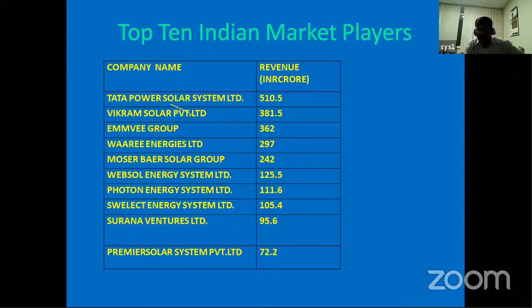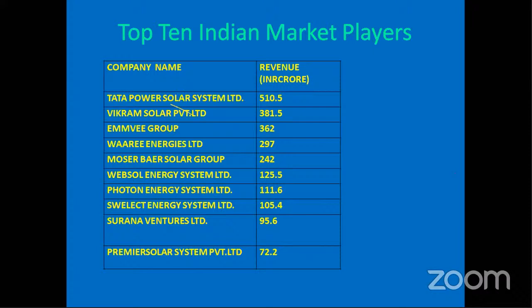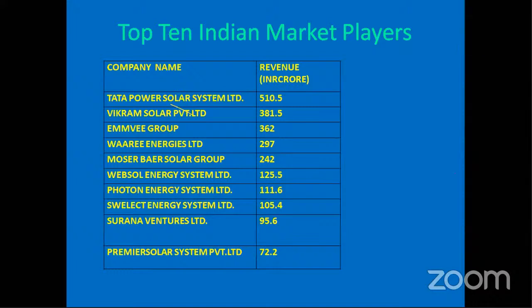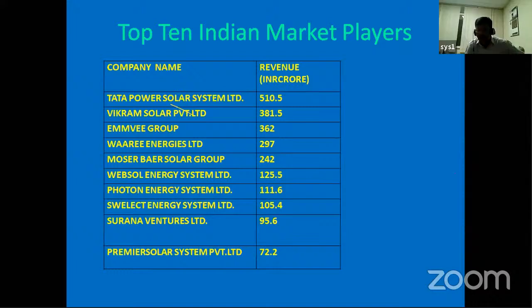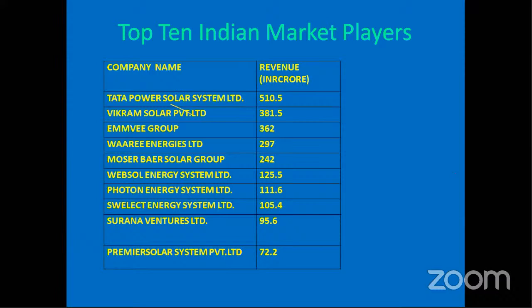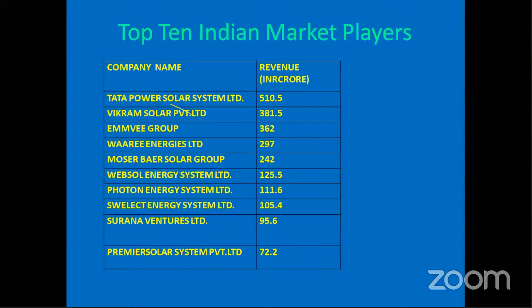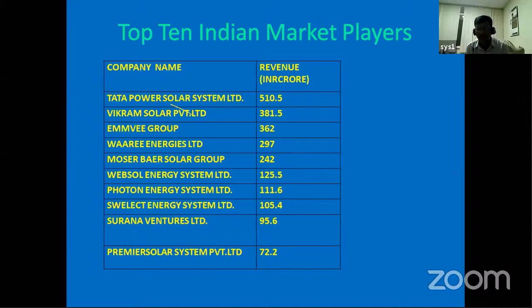Similarly, Waaree Energies Limited. These are given in order as per their revenue in crores per annum. See how it is. And Moser Baer, we used to hear about Moser Baer for CDs, DVDs and all computer products. But now you can see, the Moser Baer Solar Group is there. See how opportunities are there. They changed the business into a different one, because it is new. And why not you people? Because you have complete knowledge and practical skills about electrical engineering, power systems, and power products.